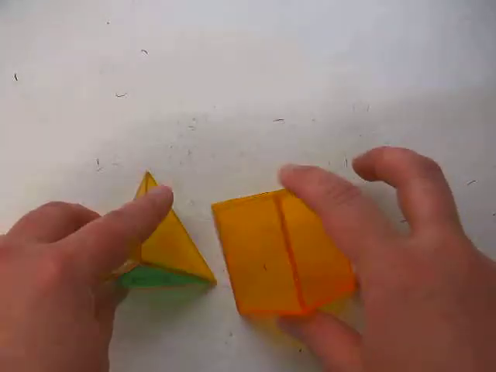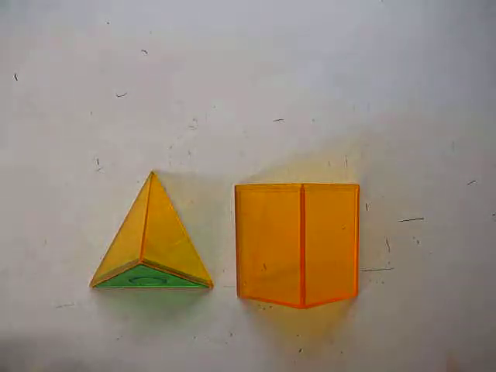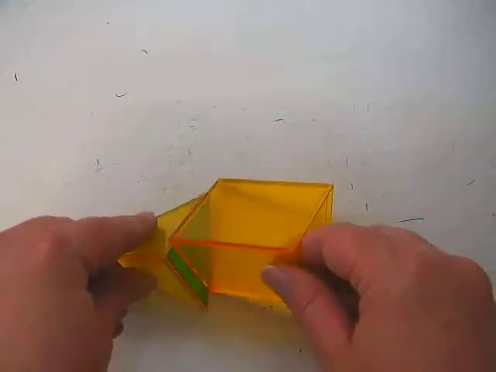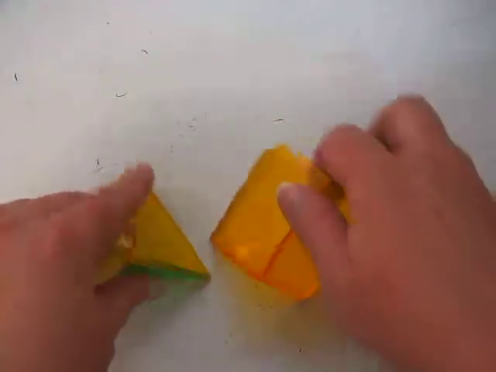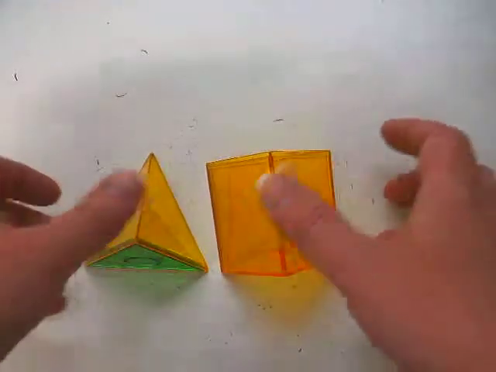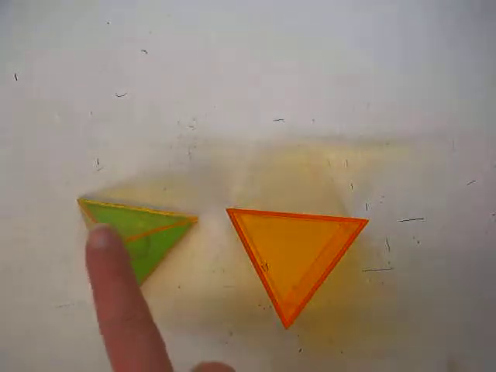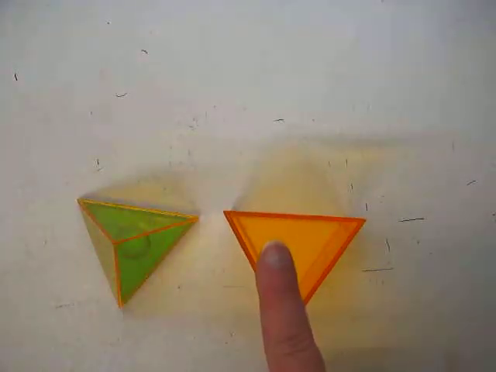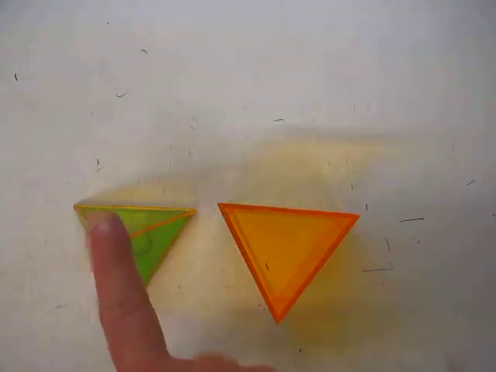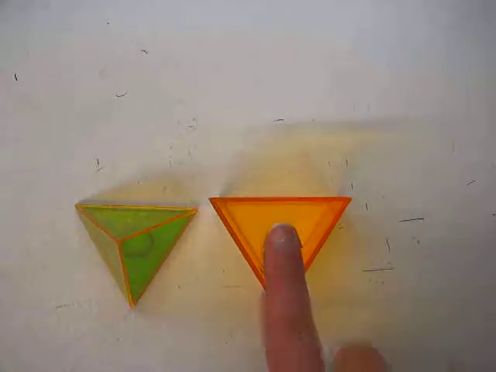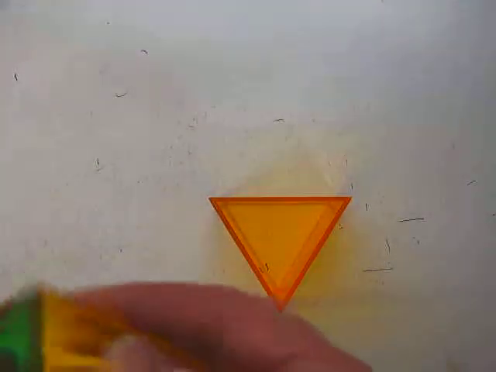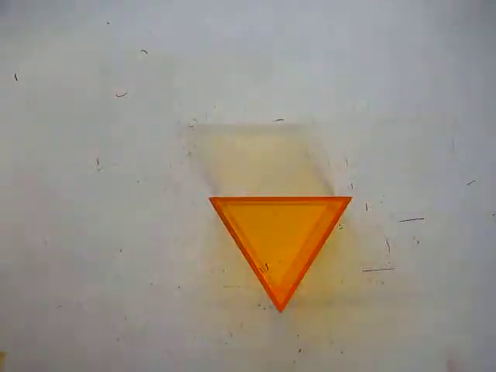I have two shapes, the same dimensions. One is a prism, one is a pyramid, but they have exactly the same triangular base, and they have exactly the same height, so the same dimensions. What we're going to do is figure out how many times we can fill this with water to fill this up. We want to see how the volume of this one relates to the volume of this one. So how does the volume of the pyramid relate to the volume of the prism?